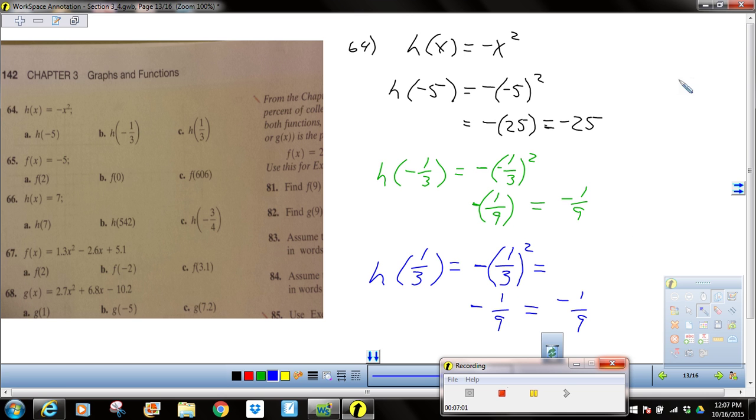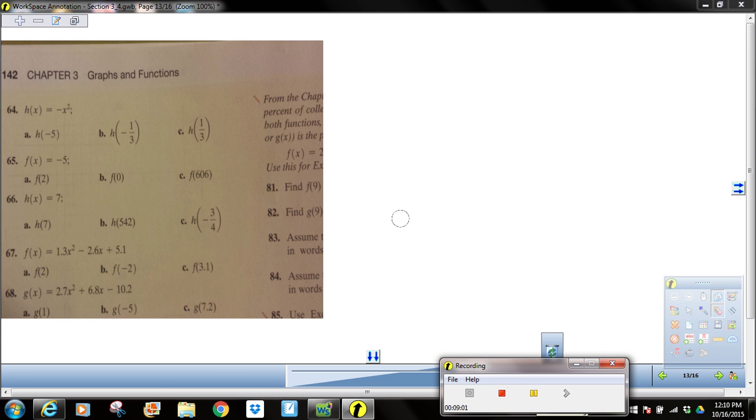I could make a table like I did before. I'm not going to this time. Okay. Now I'm going to do number 66.